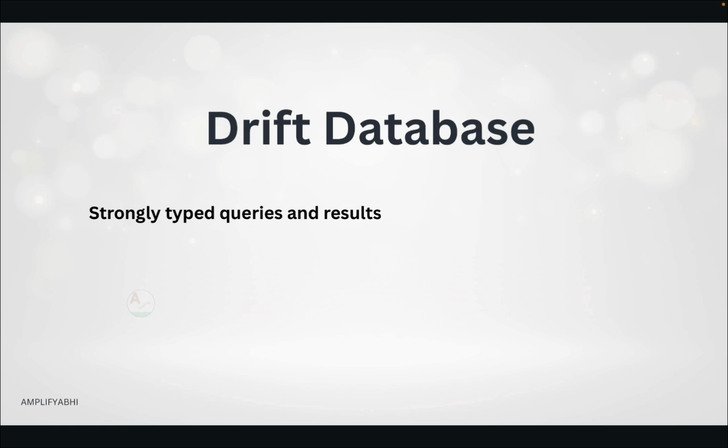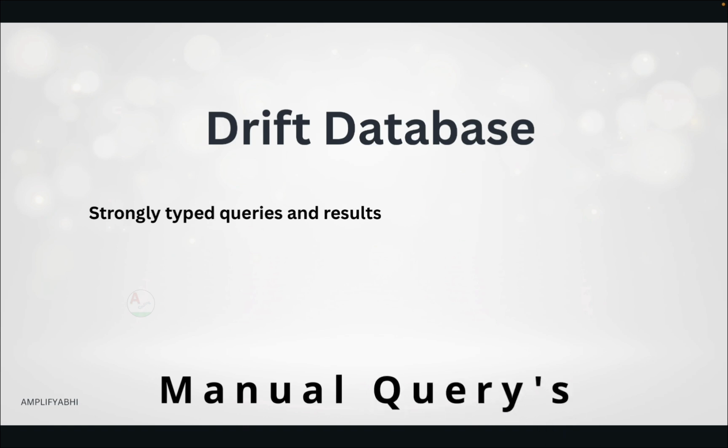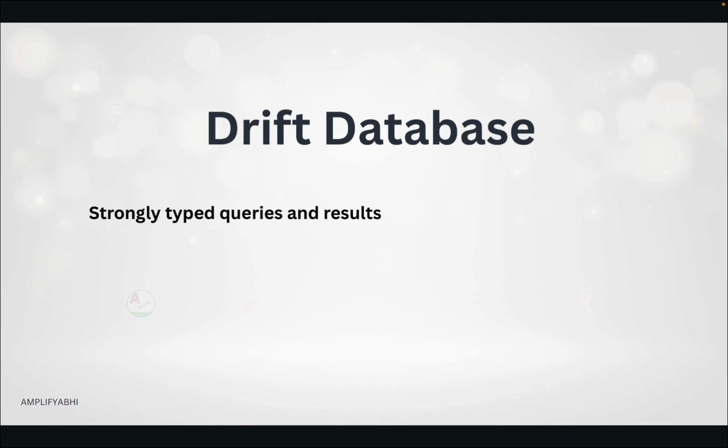Now let's dive into the key features of Drift database. The first is strongly typed queries. What are strongly typed queries? You won't manually write the SQLite queries. Whenever you deal with the database, like CRUD operations, you'd be writing queries like select star from and the table name. We won't be writing these manual queries because you are well aware that this might lead to runtime errors. And don't worry, I will be clearly explaining it with the code.